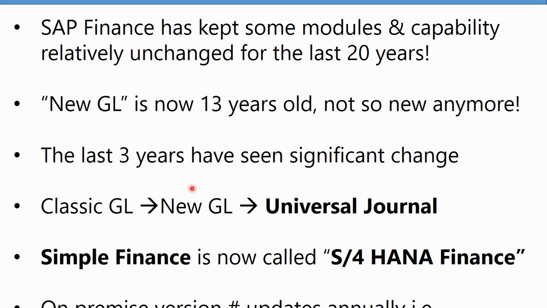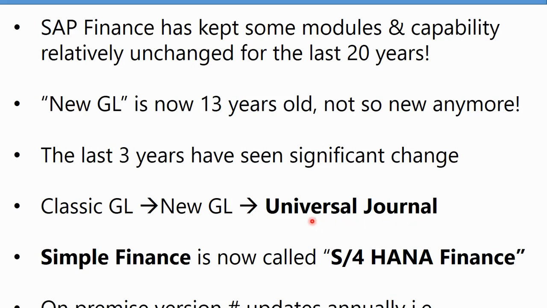But really, the acceleration of the change has been in the last 3 to 4 years. There's been a significant change in the structure of SAP as things have moved forward. So, depending on your experience with SAP, the original general ledger is known as the classic general ledger. New GL was the next iteration, which we say new, but it's now 13 years old. And today we are at the stage where we have the universal journal.